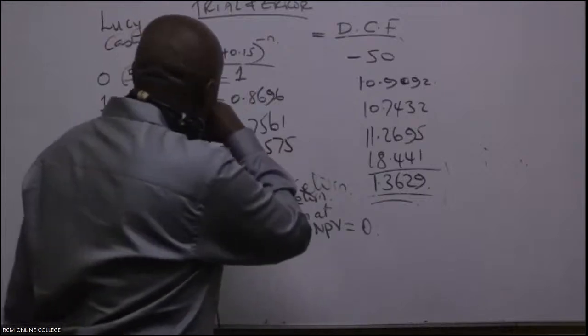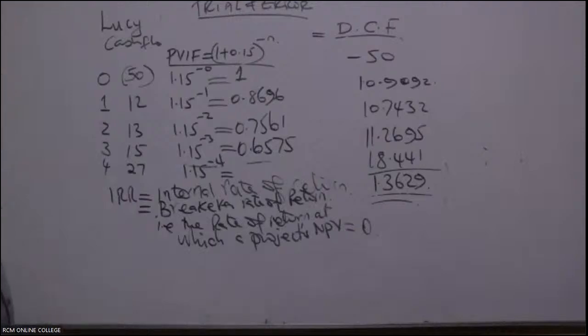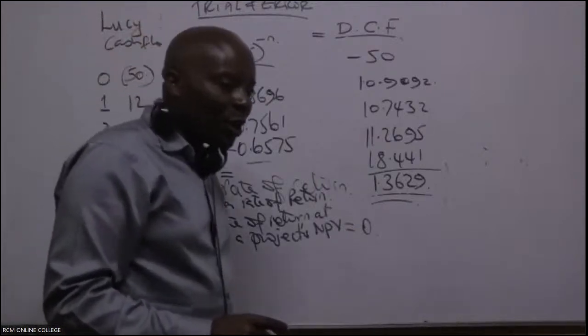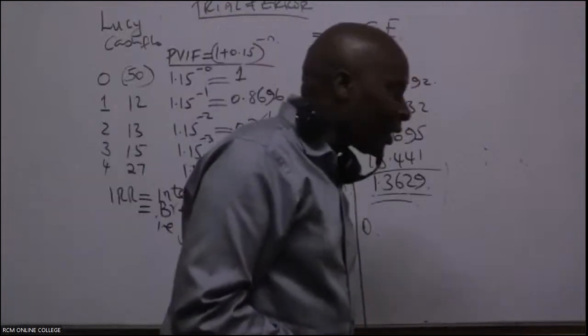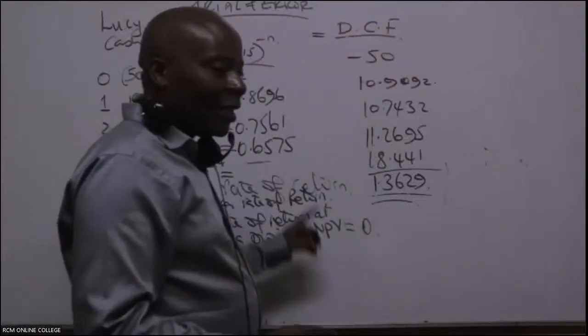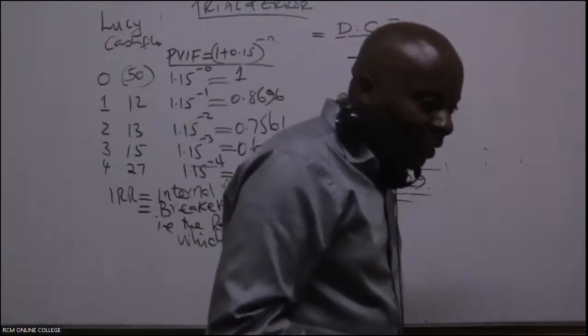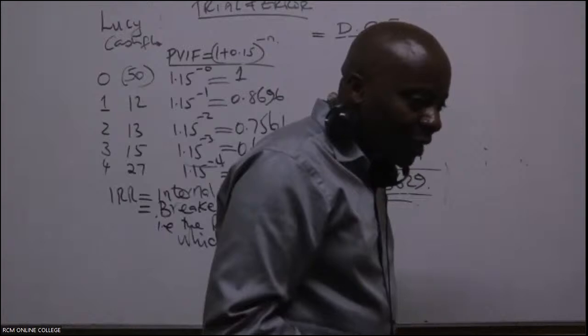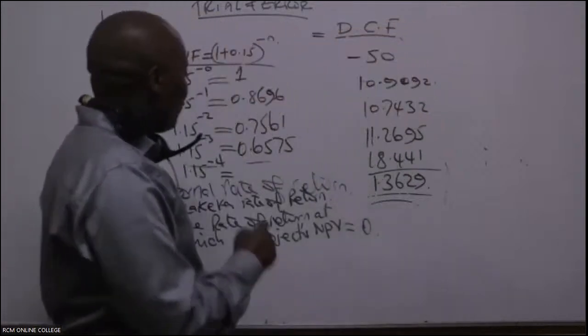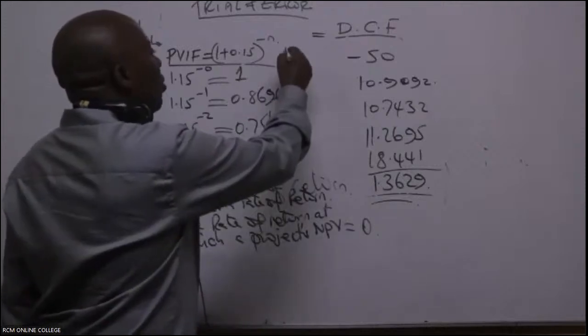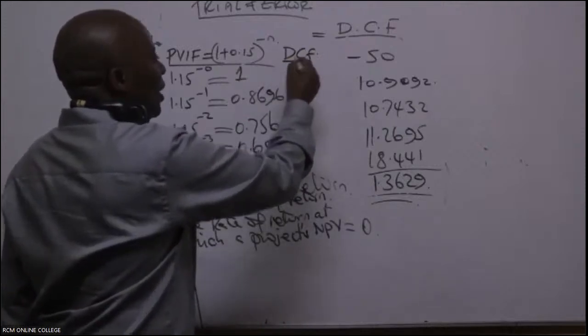And then the last one is 1.15 raised to negative 4. According to Anne, we have 0.6575. Already have that done. Thank you very much. Betty is giving me 0.5718. So then I would want you guys to create a column for discounted cash flows here.